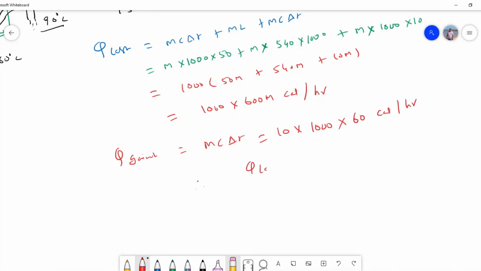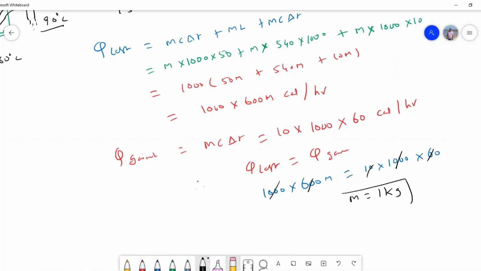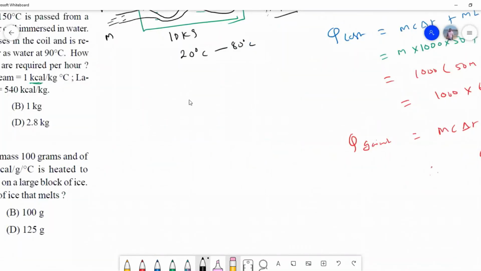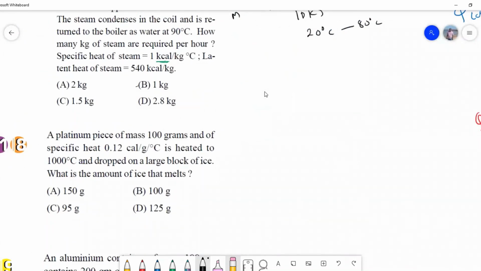Now we equate. We know Q lost is equal to Q gained. So what is Q lost? 1000 into 600 M is equal to 10 into 1000 into 60. So clearly 1000 cancels, 10 cancels, so M is equal to 1 kg. So we need to send 1 kg of steam in 1 hour. So the answer is B.